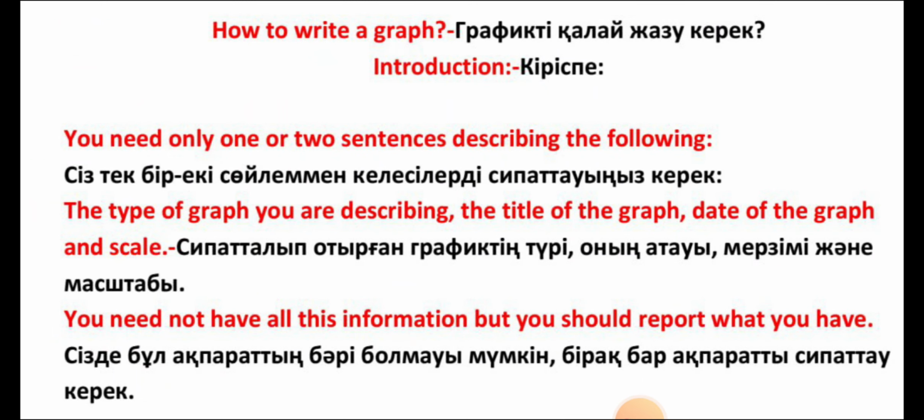How to write a graph. Introduction. You need only 1 or 2 sentences describing the following: type of graph you are describing, the title of the graph, date of the graph, and scale. You need not have all this information, but you should report what you have.